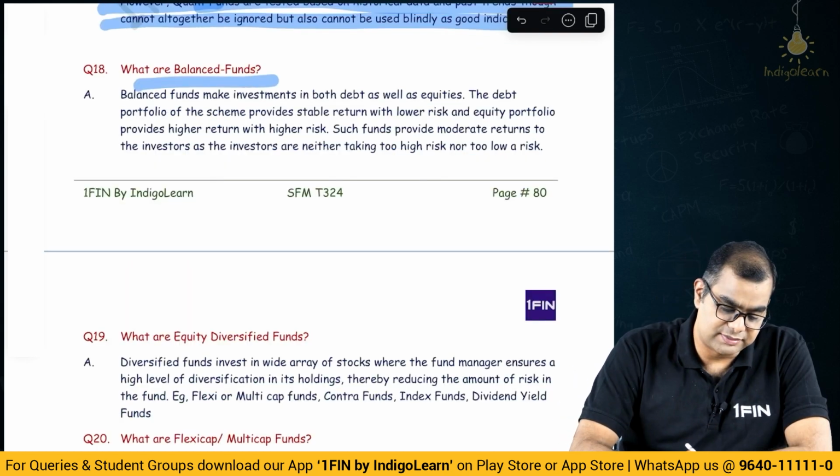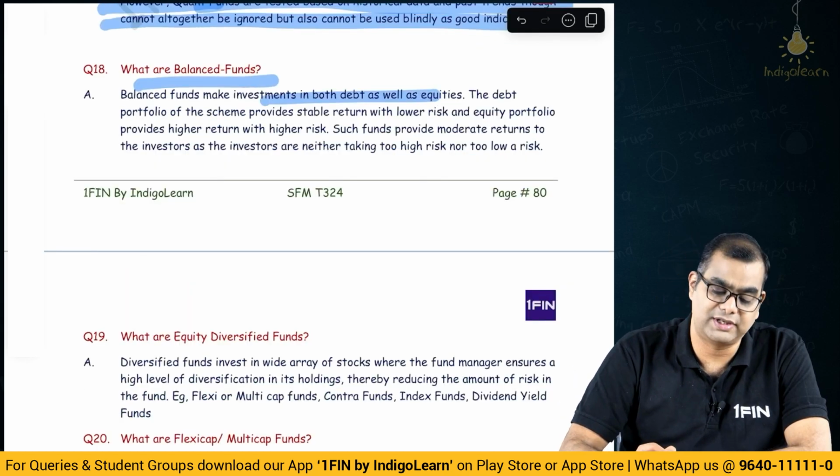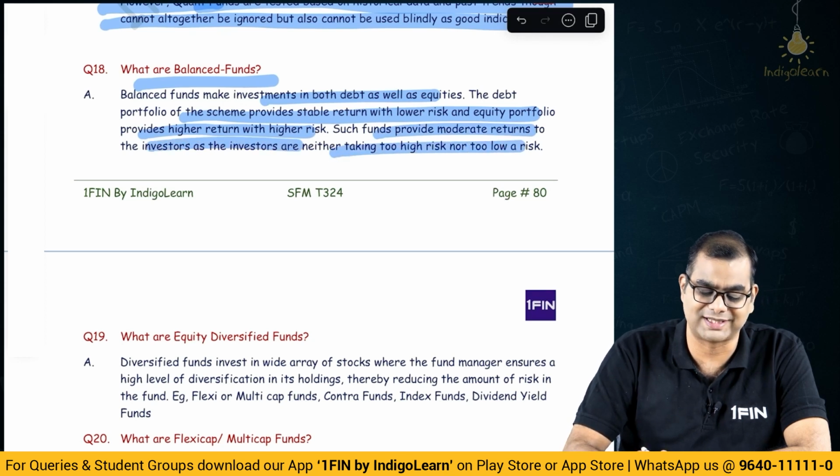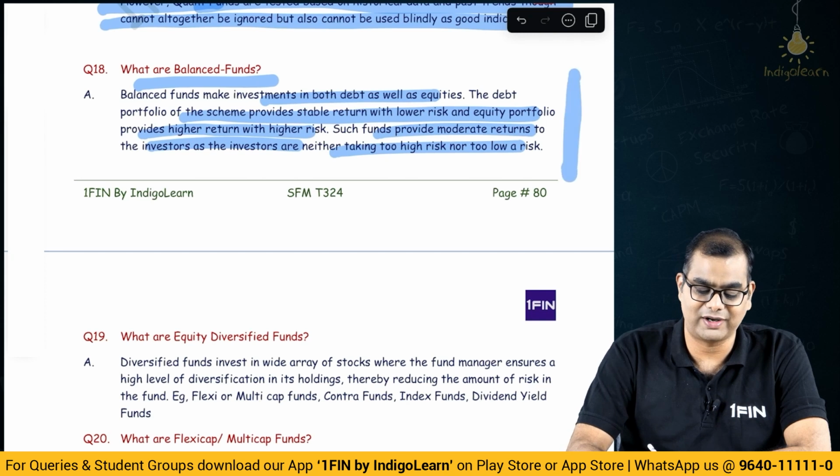What are balance funds? Balance funds make investments in both debt as well as equities. The debt portfolio of the scheme provides stable return with lower risk, and the equity portfolio provides higher return with higher risk. Such funds provide moderate returns to investors, as investors are neither taking too much risk nor too little risk. It's a balanced fund.